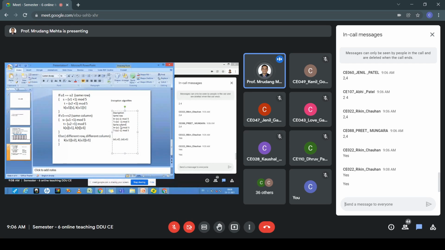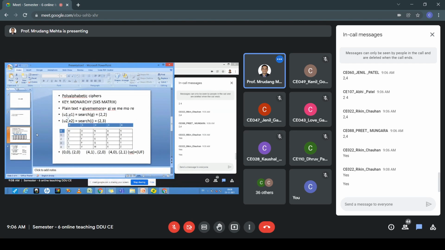it is U1 minus 1, U2 minus 2, right? So if you look at here, M is encrypted with C. So which value has changed? Row value has changed, 0 to 1. So it should be 1 minus 1, that is 0. So it should be M, because the column is the same.